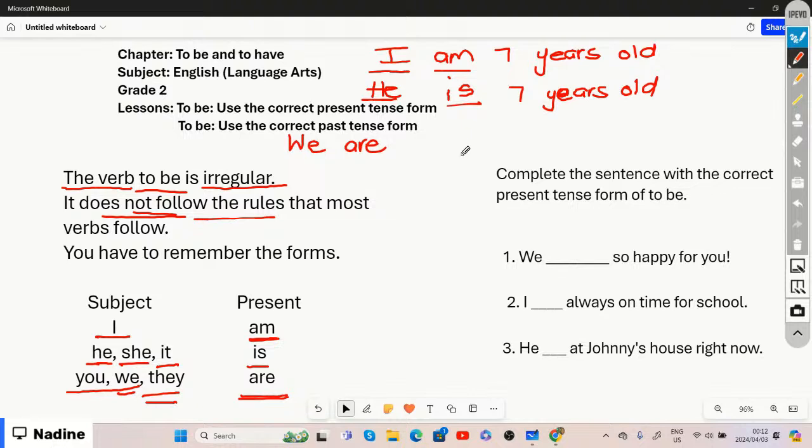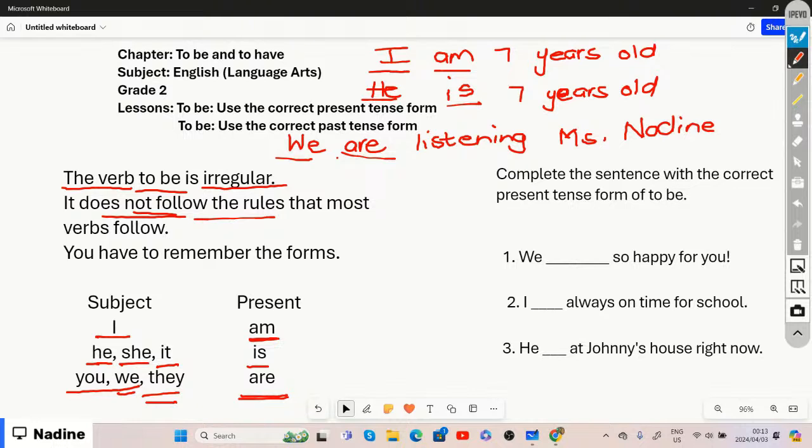So if we want to, for example, say we are listening, we're going to say we are listening to Miss Nadine. So we is our subject, are is our verb. So we are listening to Miss Nadine, right? Or we are dancing, or we are going somewhere, right? So that is basically our to be present tense verbs, right? And the specific subjects that we use it with.